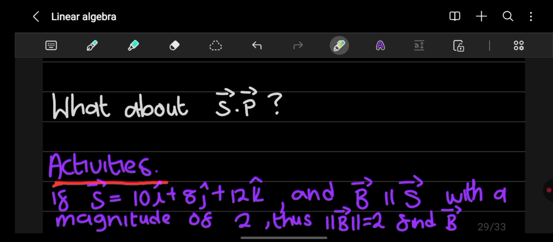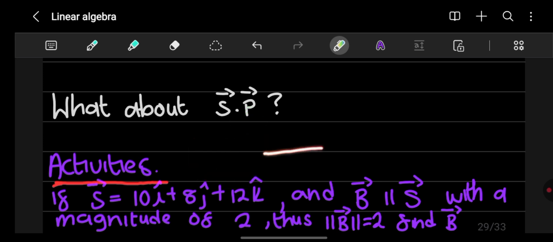So they're also saying that B has a magnitude of 2, so the magnitude of the vector B is 2. We are asked to find B. Remember, if something is parallel to another thing, that means they can share a unit vector. So we can find the unit vector of S, because now B is parallel to S. Let me show you what I mean.